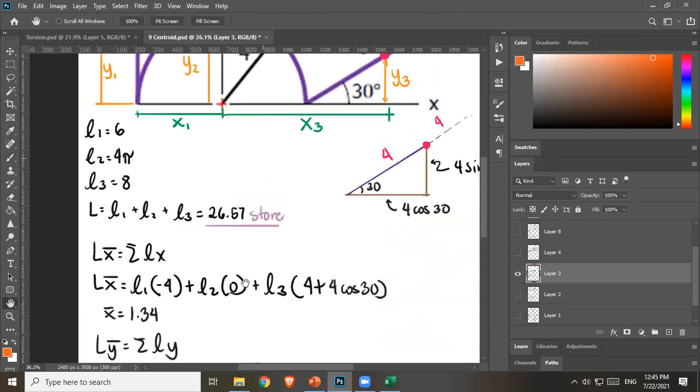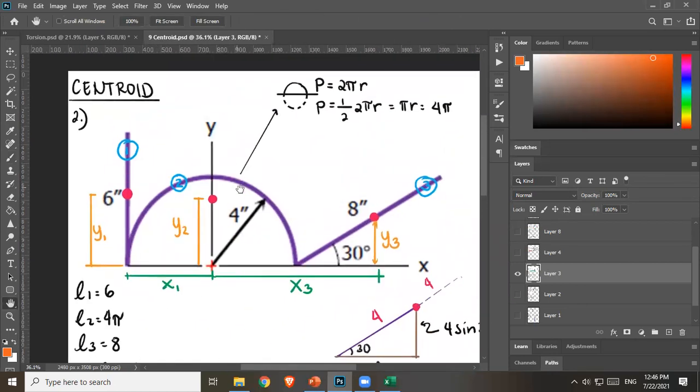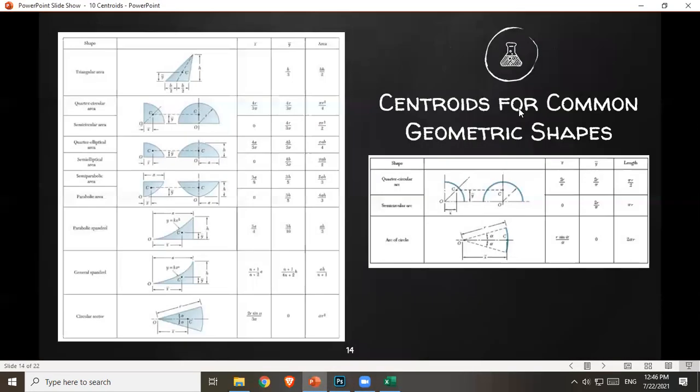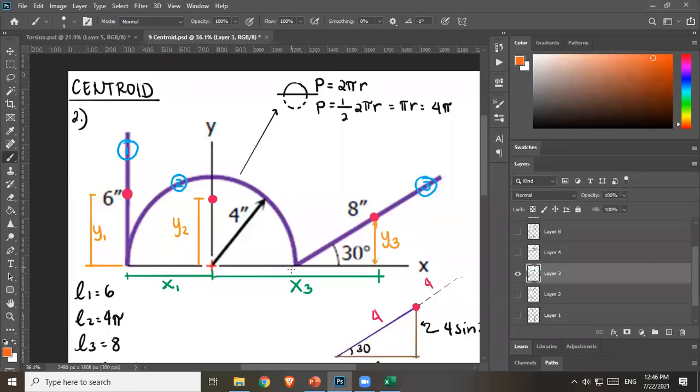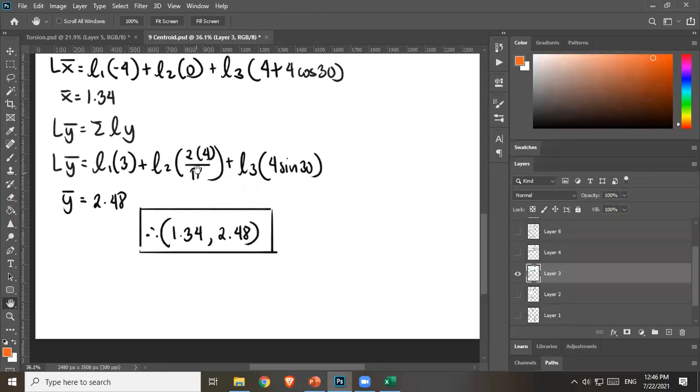And what about L2? So L2, this is its distance from your x-axis, and that's y2. So let's see if we have an equation for the centroid of your arc from the base. We do. This is your arc. We have the same reference axis. The axis is at the base, and that is y bar. The equation is 2r over pi. Our radius is 4, so 2 times 4 over pi.